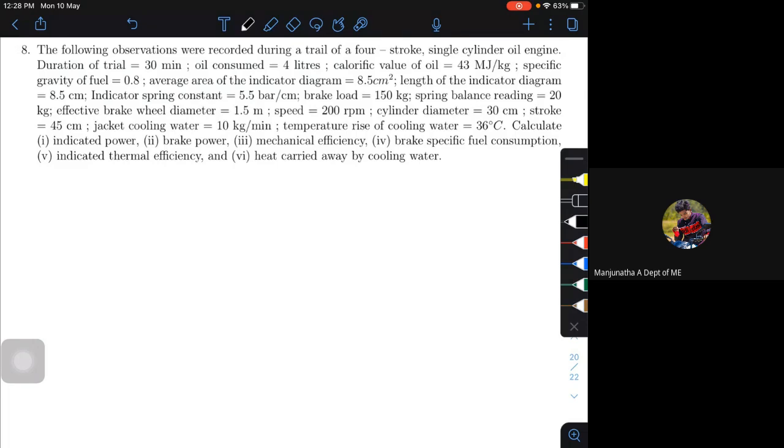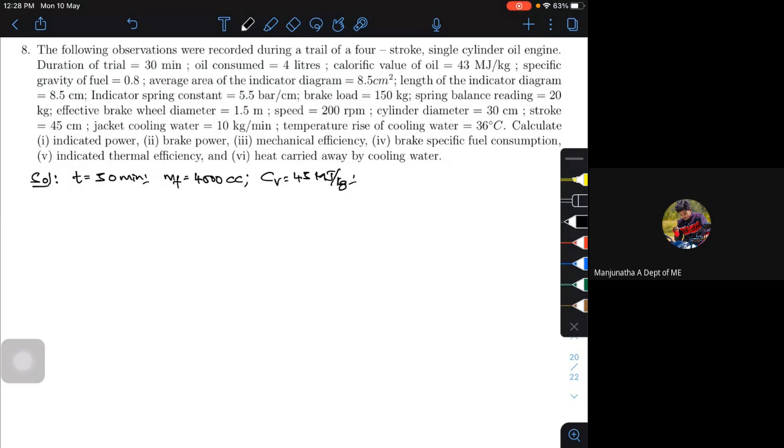Okay, now let's try to solve this problem and write all the data. Solution. So duration of the test, that is T, is equal to 30 minutes. Then mass of fuel. So how much is it consumed actually? It is 4 liters or 4000 cc. Calorific value is 43 megajoules per kg. And specific gravity is 0.8.